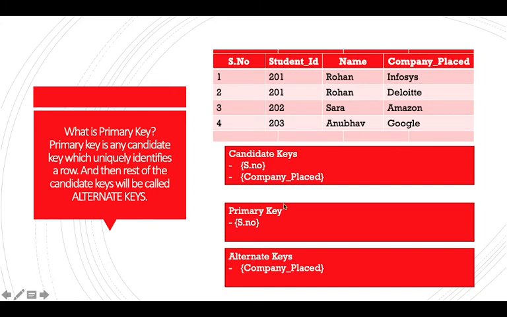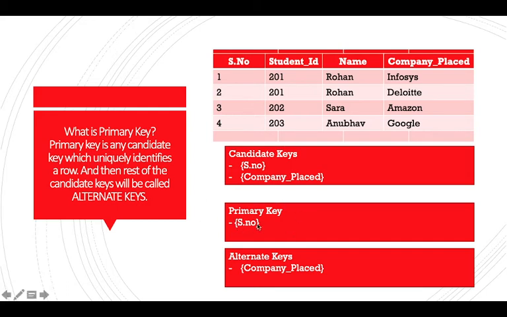So here I chose sign number as my primary key, and the other key that was left, company placed, I can treat that as my alternate key, or vice versa. It is completely up to you which primary key you want to choose in a table, what you feel is more suitable for that. So here we have chosen primary key sign number.